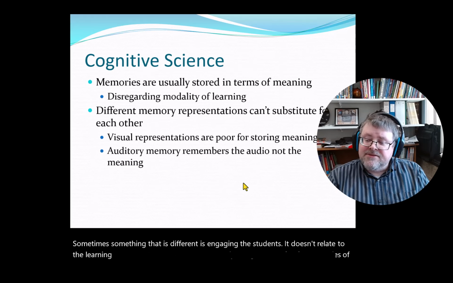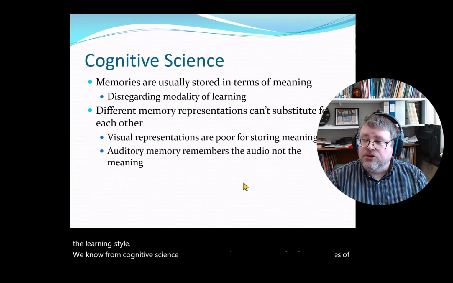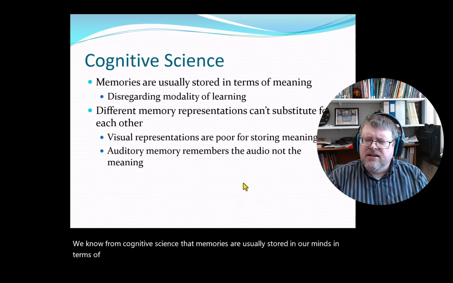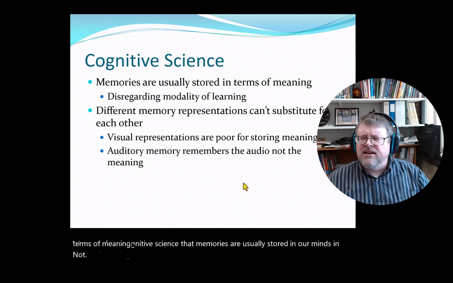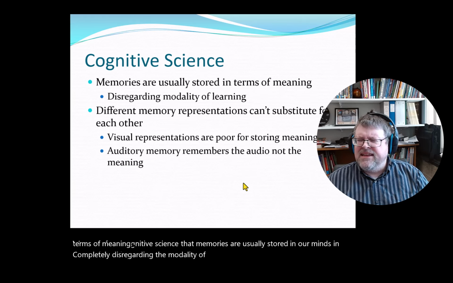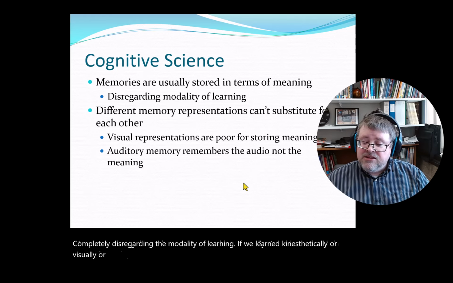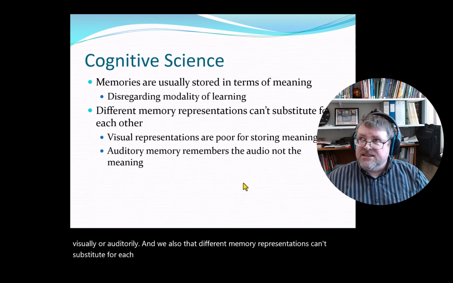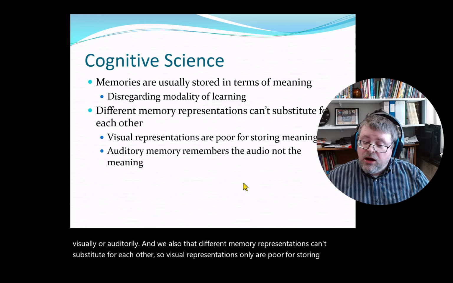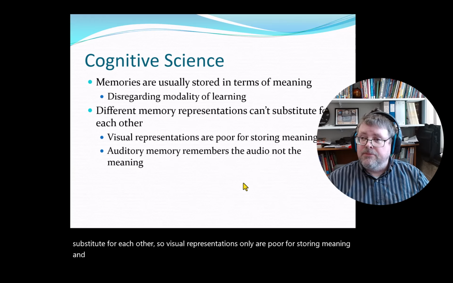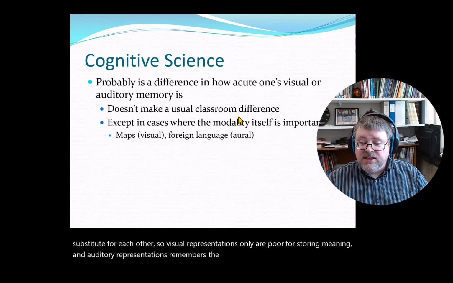We know from cognitive science that memories are usually stored in our minds in terms of meaning, not completely disregarding the modality of learning, if we learn it kinesthetically or visually or auditorily. And we also know that different memory representations can't substitute for each other. So visual representations only are poor for storing meaning, and auditory representations remember the audio but not the meaning.